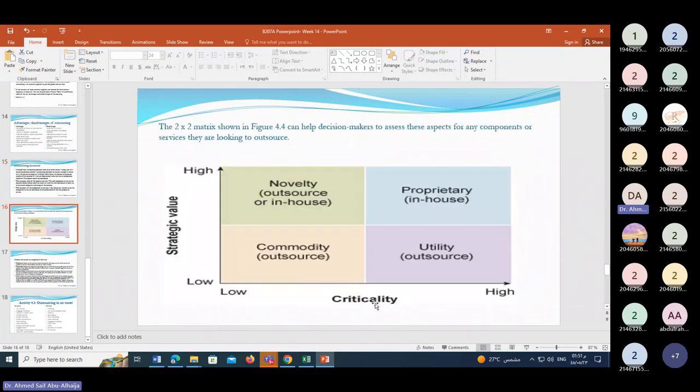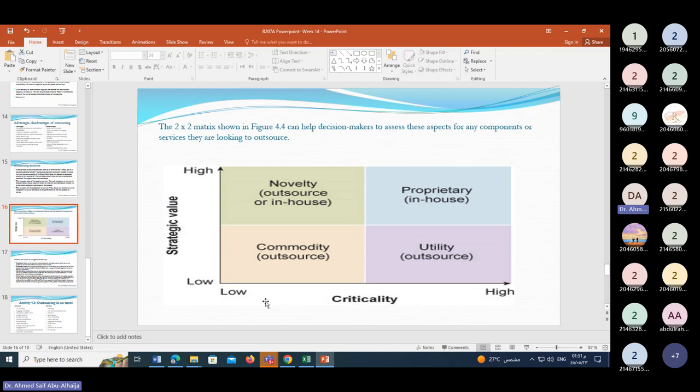This is the matrix, guys. So we have strategic value. Again, once I say strategic value, I mean the competitive advantage of the item. It could be high, could be low. And criticality means the performance of the product, right? Also, it's high or low.